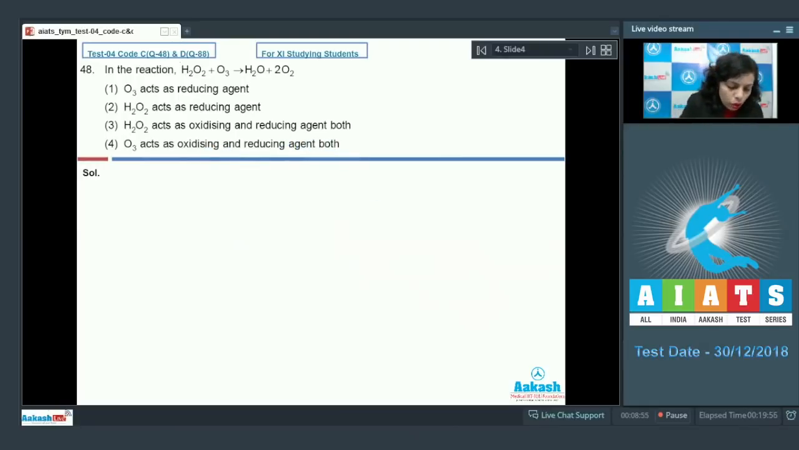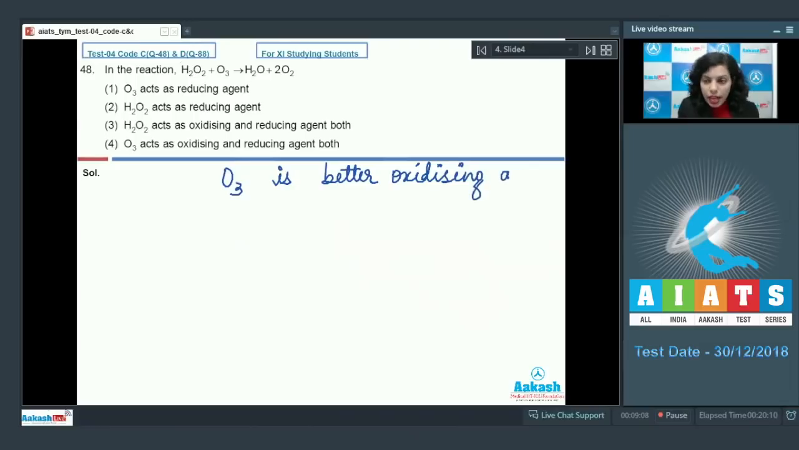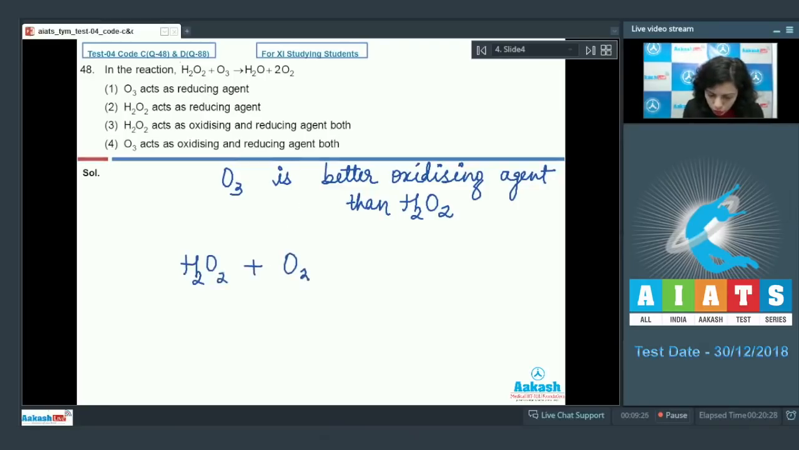So if we talk about the oxidizing nature of ozone, this O3 is a better oxidizing agent as compared to the other substance, that is H2O2, hydrogen peroxide. Now it means if this is a better oxidizing agent, definitely it will act as the oxidizing agent. Let's check with the help of oxidation numbers also.